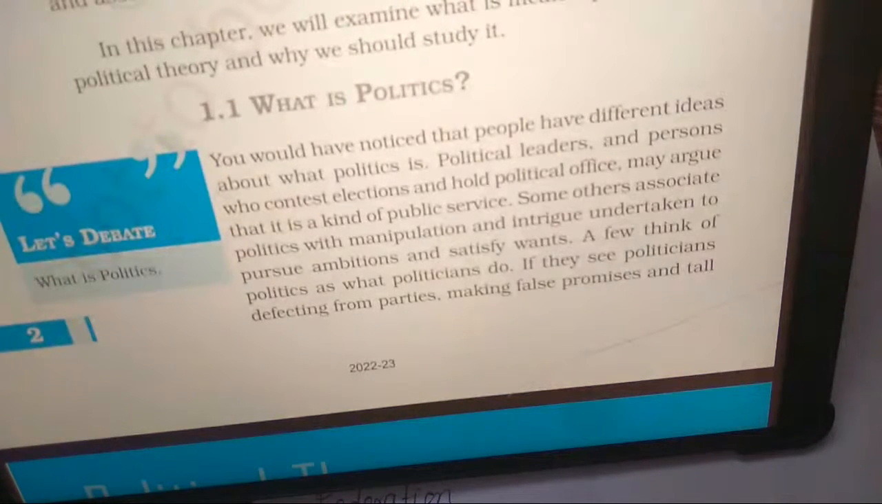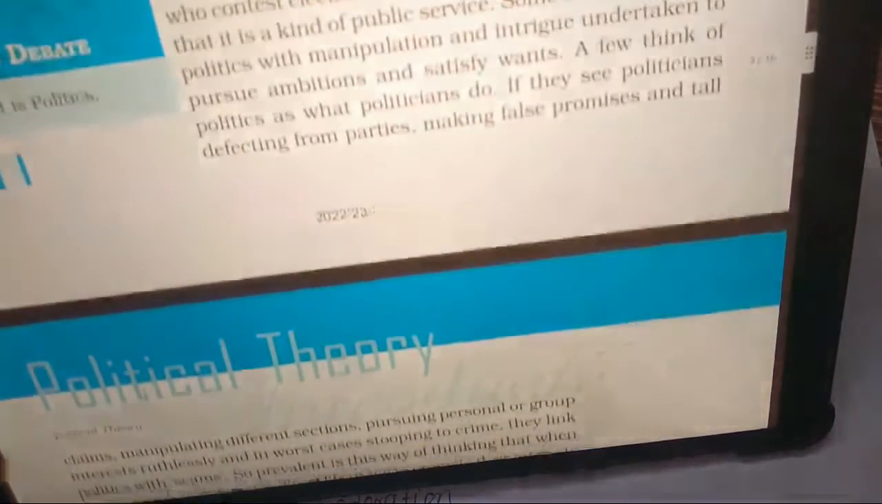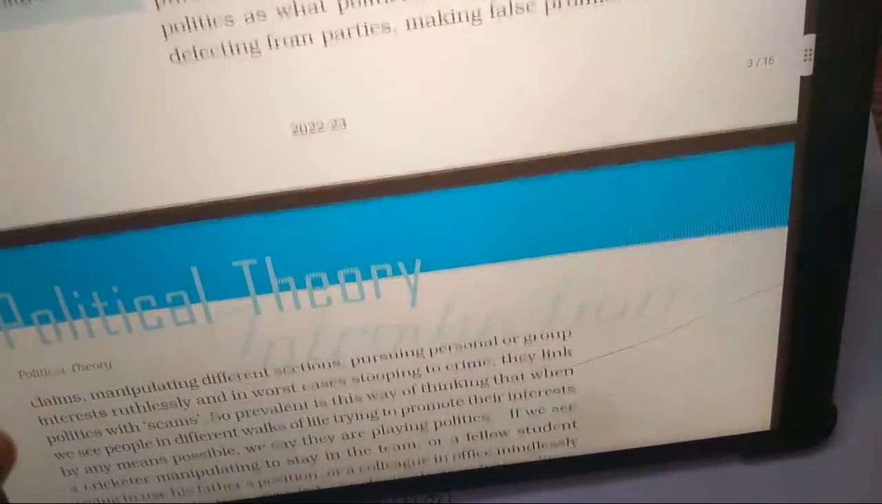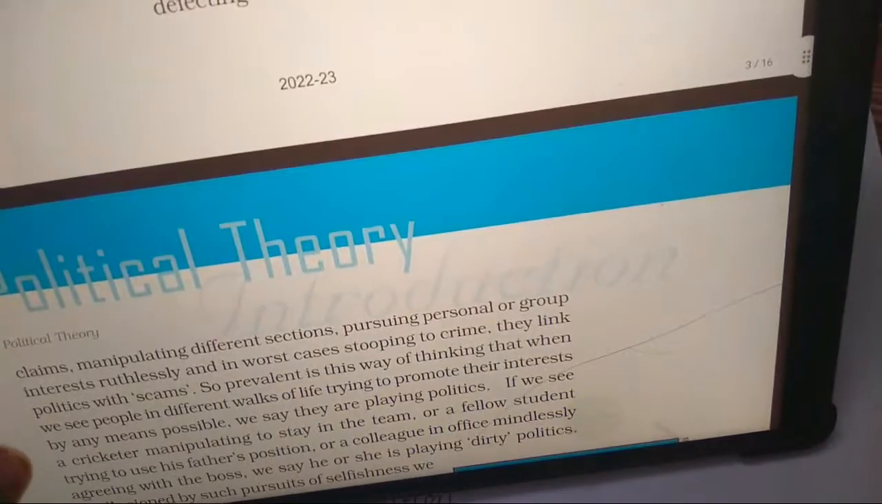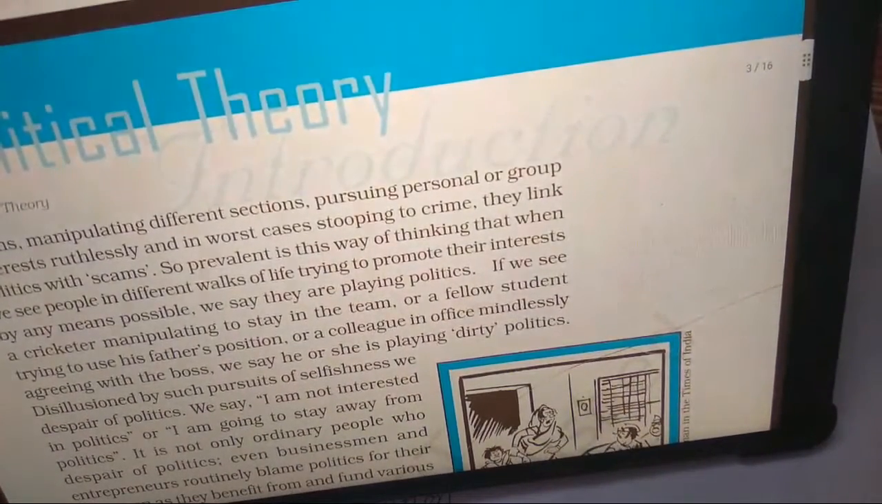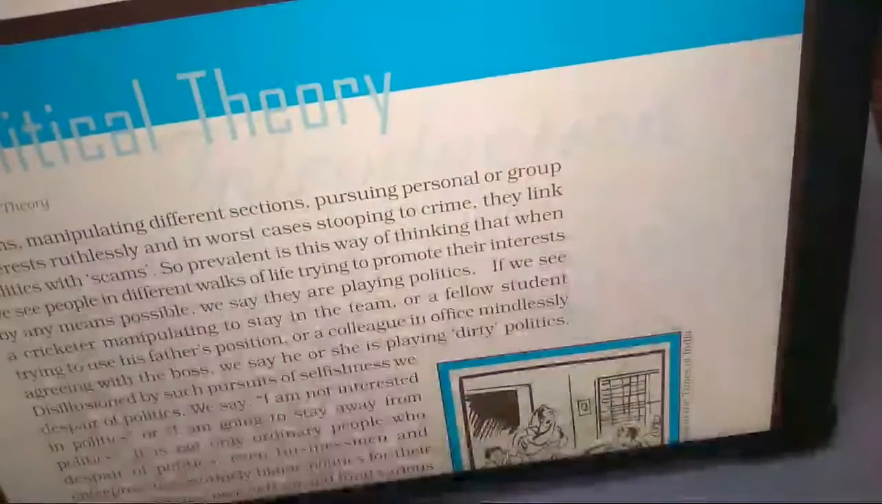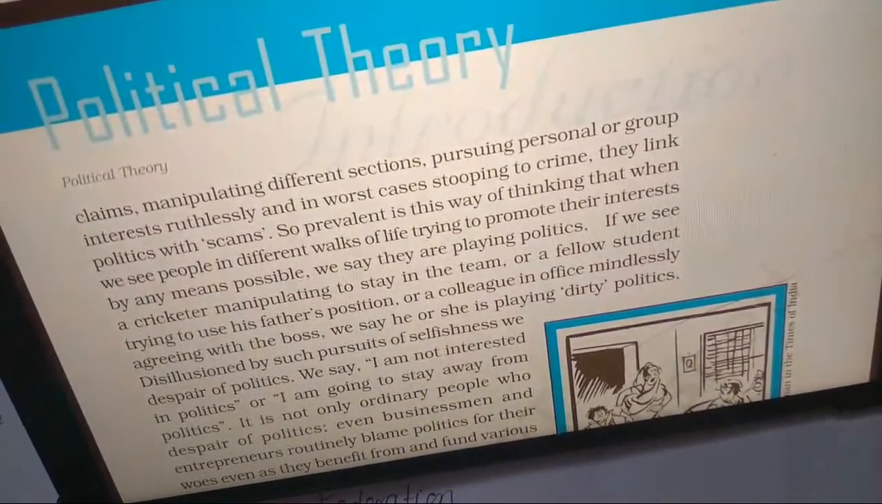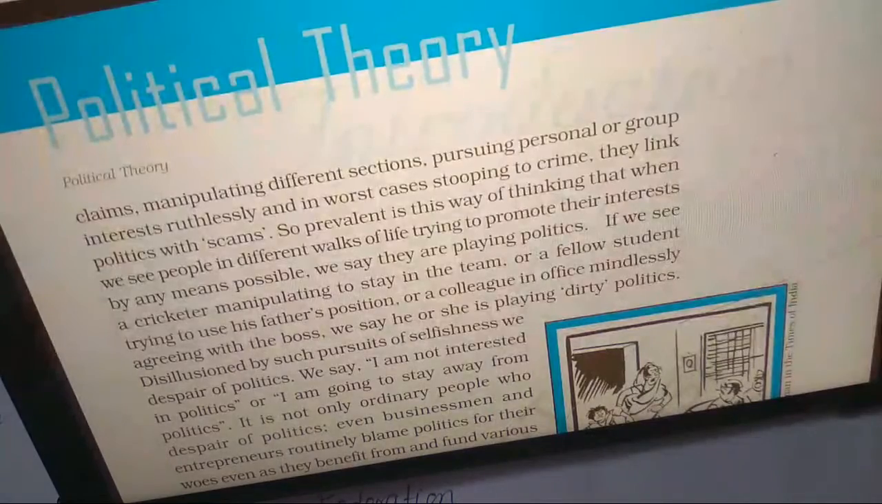If they see politicians defecting from parties, making false promises, tall claims, manipulating different sections, pursuing personal or group interest ruthlessly, and in worst cases, stooping to crime, they link politics with scams.